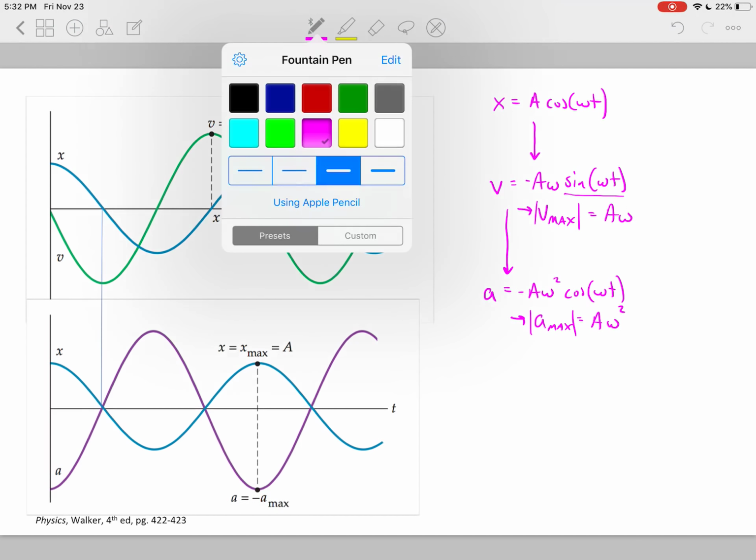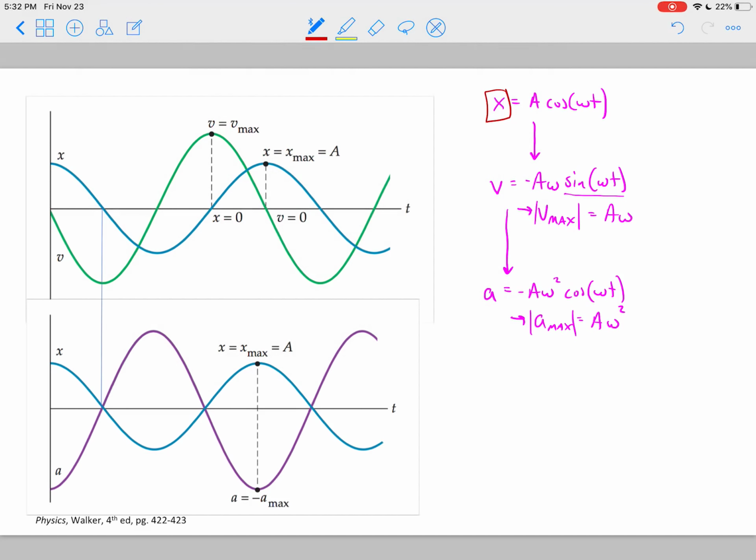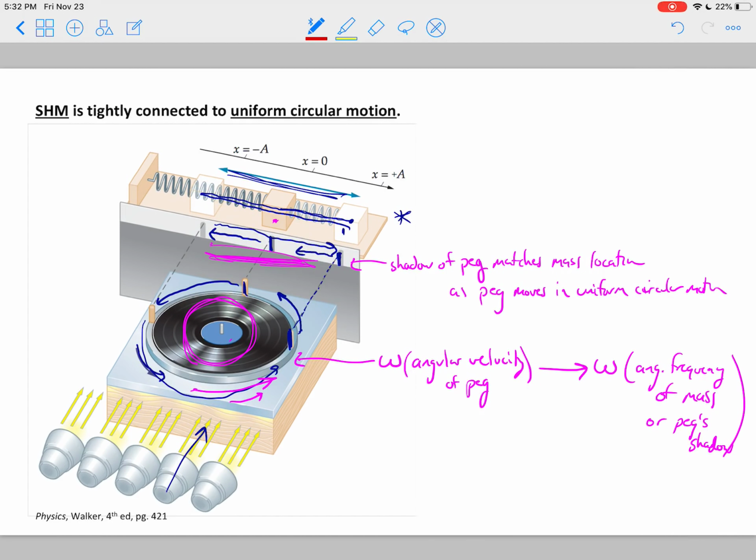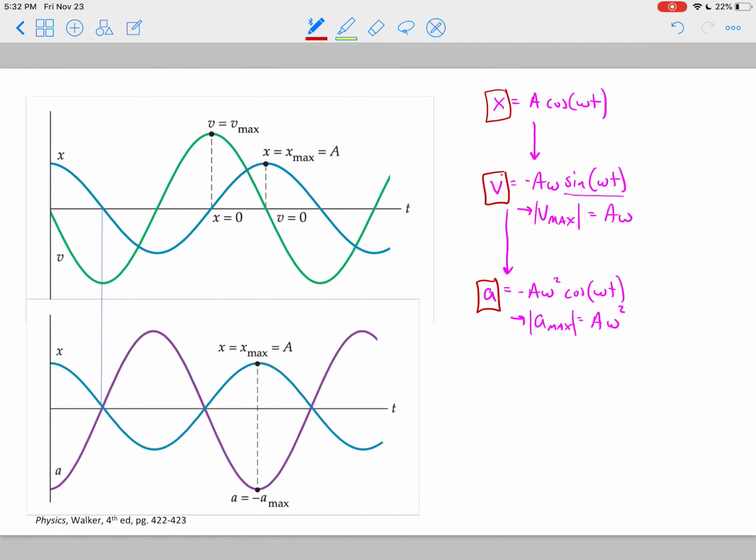So don't forget this, let's use a different color. This position, this velocity, and this acceleration are the position, velocity, and acceleration of this mass as a function of time. So these three equations tell me exactly what's happening at every point in time for the spring mass system as it moves back and forth.